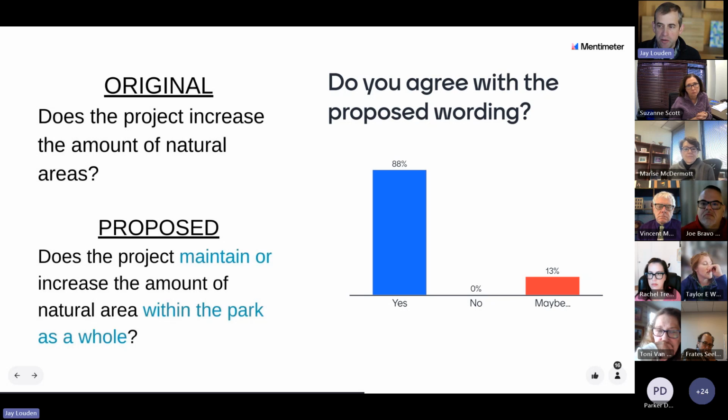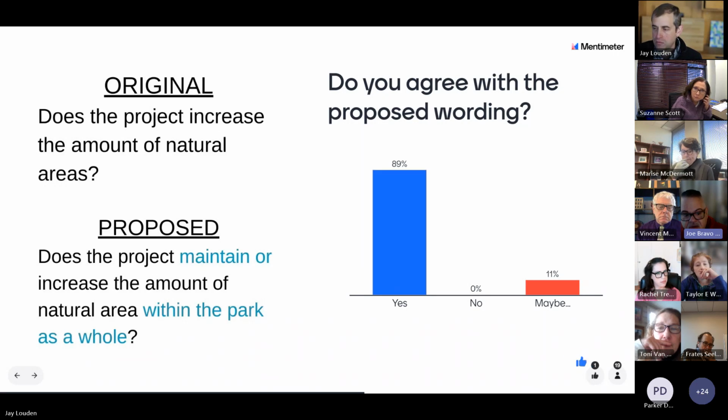Anyone have a comment there? Joe? The idea of maintain came up in land a lot about putting dollars in order to maintain the park. And so I think this is a little conflated. And does the project sustain or increase the amount of natural area might be a better term, because maintain was certainly used for taking care of the park in our discussions.